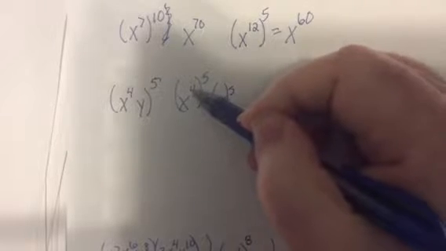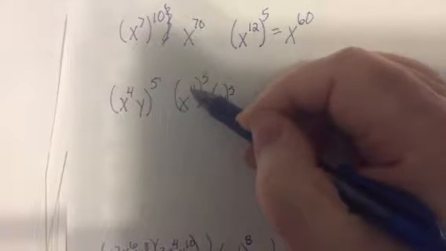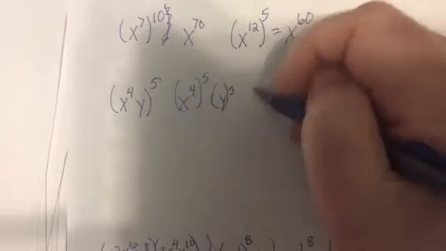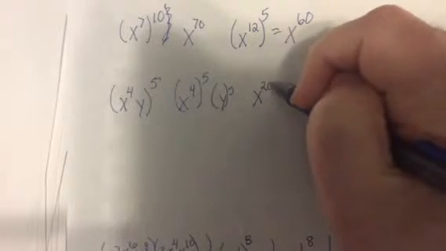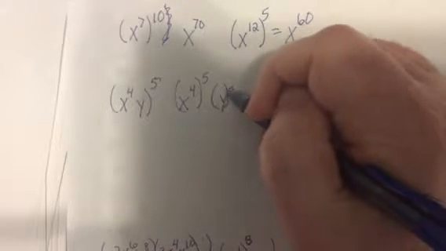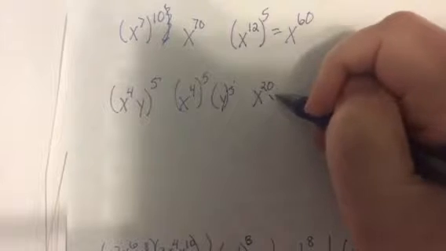So, remember when you have a base raised to a power, then you raise it all to another power, you multiply, so it's x to the 20th. And y to the first to the fifth, 1 times 5, is y to the fifth.